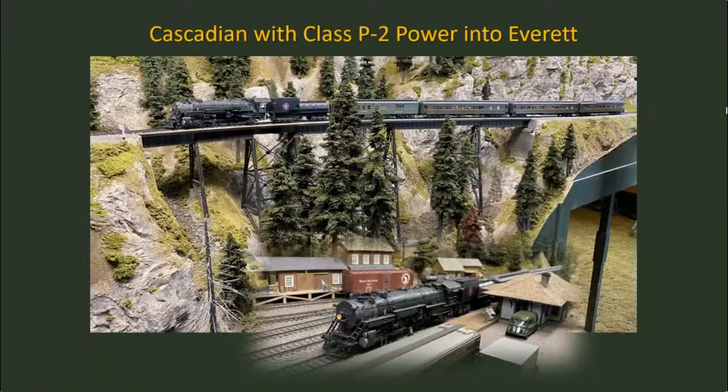It's a shot of the Cascadian with Class 2 mountain power on the head end and the 4 heavyweight cars that it pulls, just a sense of how these look on the layout.